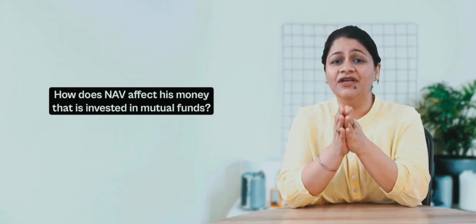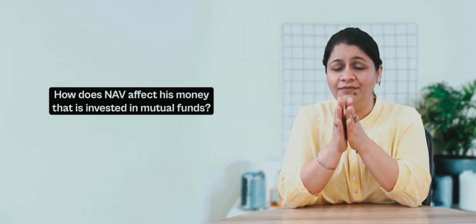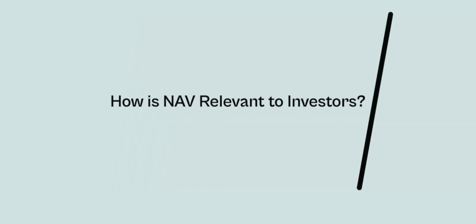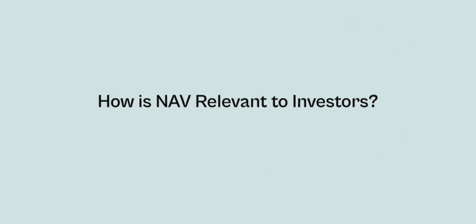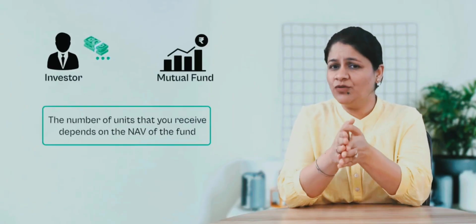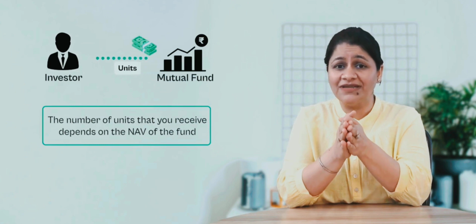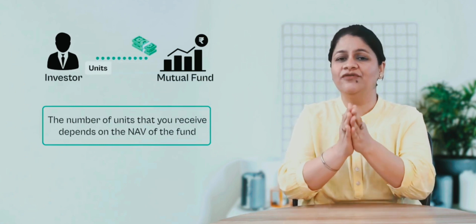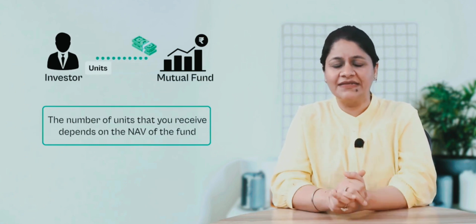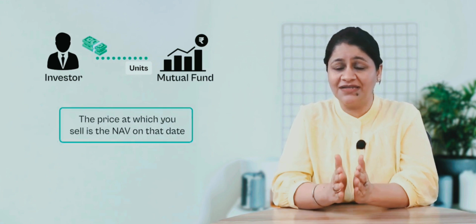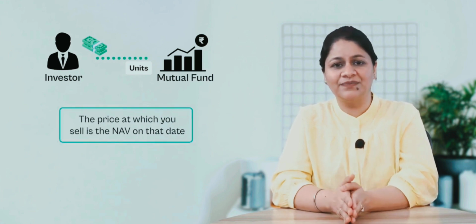Alright, now coming to the most important question that my friend had asked. How does NAV affect his money that is invested in mutual funds? So, it's simple. When you buy mutual funds, the number of units that you receive depends on the NAV of the fund. We have already seen this earlier in this video. Similarly, when you sell your mutual fund units, the price at which you sell is the NAV on that date.